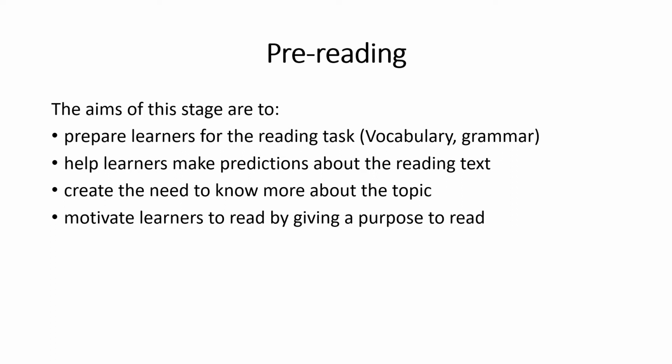So if they don't know at least 90% of the vocabulary, we are going to teach that before they actually start reading. The second aim is to help learners make predictions about the reading text. The third aim is to create the need to know more about the topic. And the last aim is to motivate learners to read by giving a purpose to read. Remember that we don't need to use all these aims in one lesson. We can use one or two aims in one lesson.